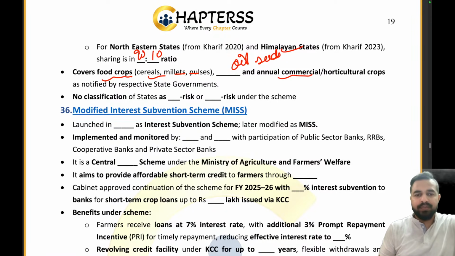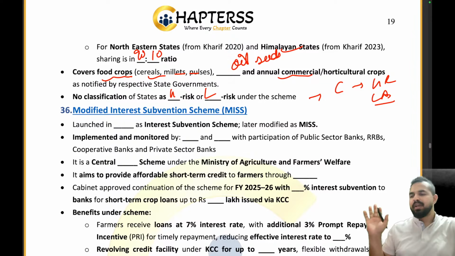No risk classification of the states as high risk or low risk under the scheme. Instead, the state will be clustering the districts into high risk areas and low risk areas. Clear everyone?